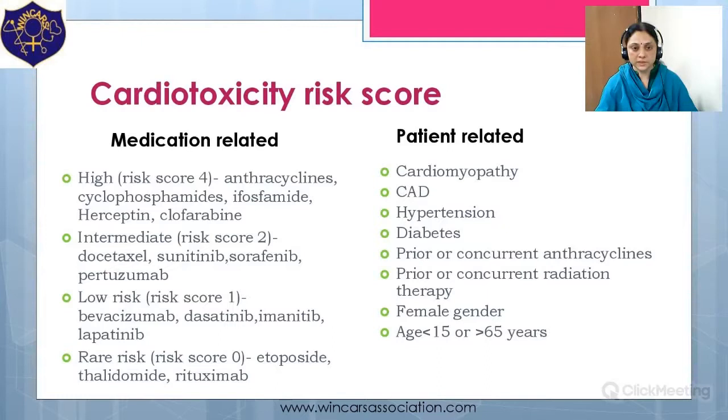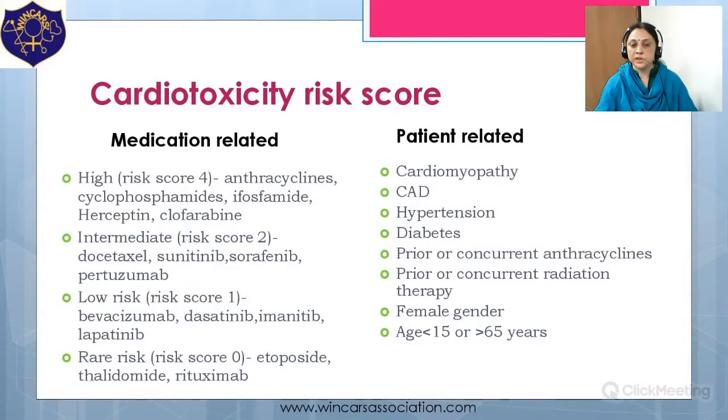A cardiotoxicity risk score has been suggested, which includes 2 parameters, medication-related and patient-related. High risk, that is a risk score of 4, is assigned to anthracycline, cyclophosphamide, ifosfamide, Herceptin. Intermediate, that is a risk score of 2, to docetaxel, sunitinib, sorafenib, and pertuzumab. Low risk, that is a risk score of 1, to bevacizumab, dasatinib, imatinib, and lapatinib. A risk score of 0 for etoposide, thalidomide, and rituximab.